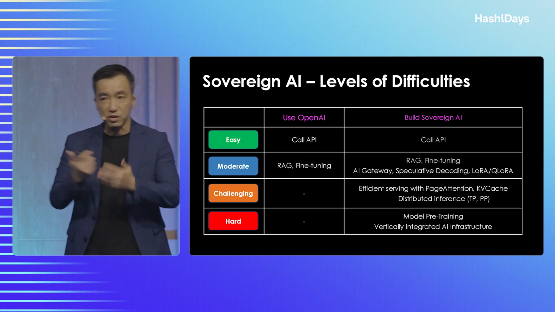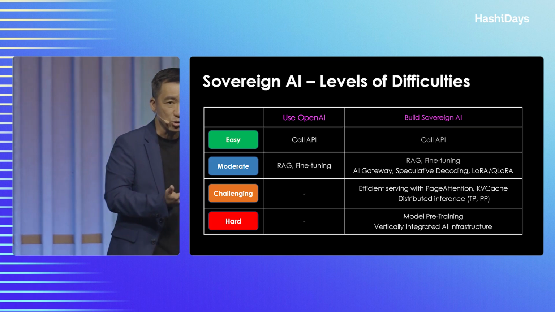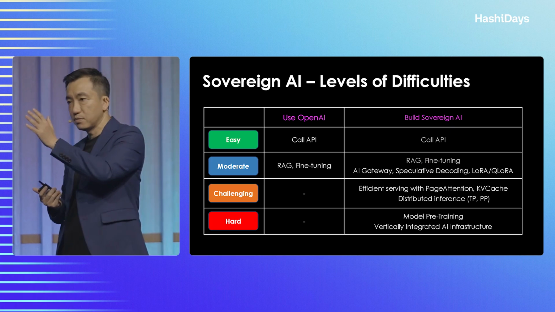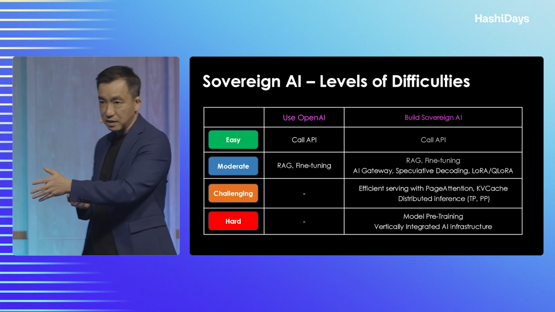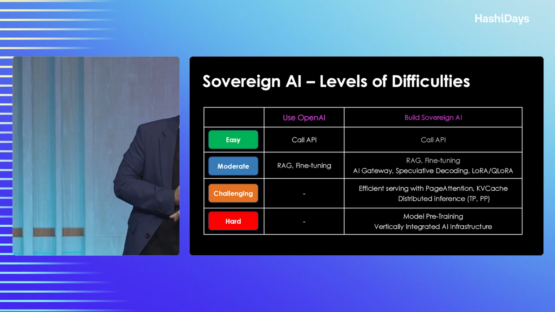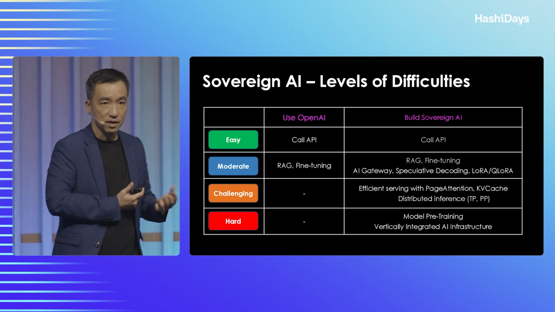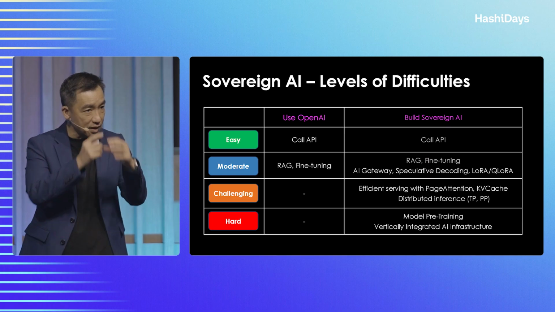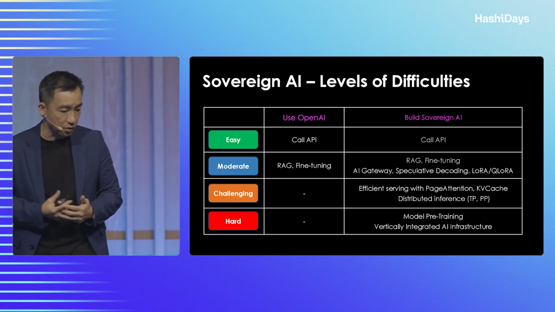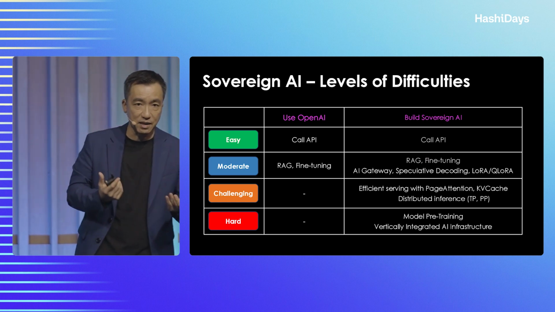The easy part is calling an API. Maybe there's some challenge in doing RAG, doing fine-tuning, for those that are familiar, right? But you look at it from the on-prem sovereign AI perspective, calling an API is straightforward. Everybody uses OpenAI standards. But to do RAG and fine-tuning is much more complex, right? Things that OpenAI wraps under the hood, we have to implement ourselves, right? For example, do we have an AI gateway to do security? How do you do speculative decoding?